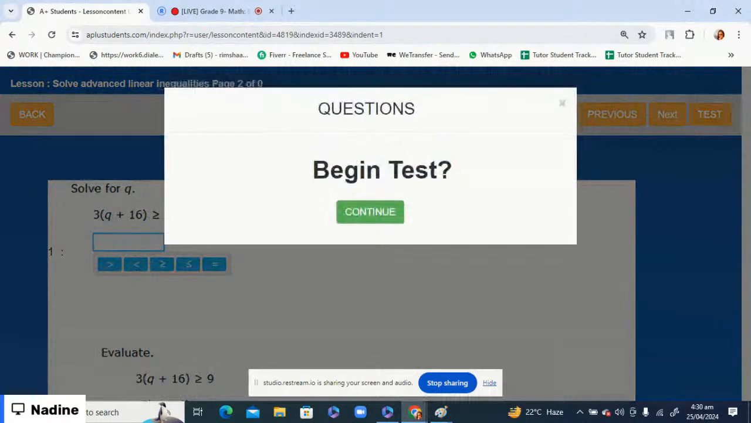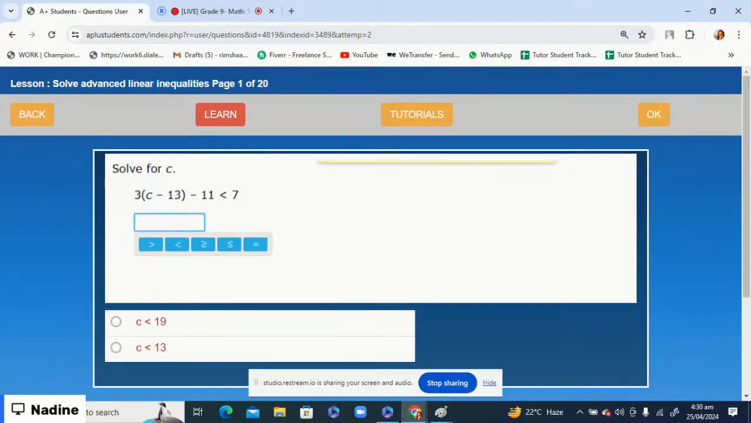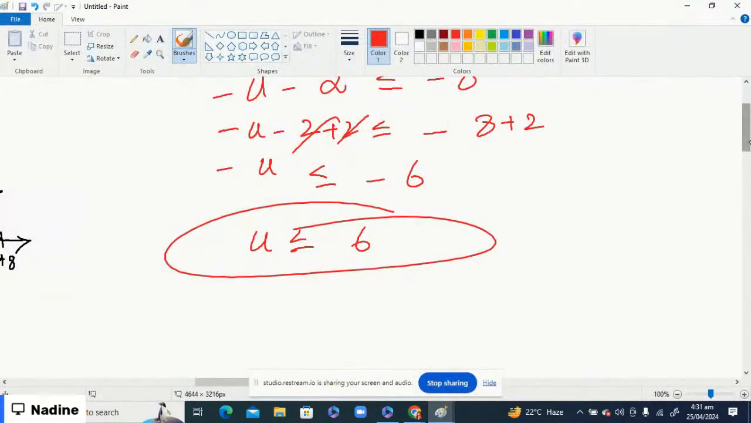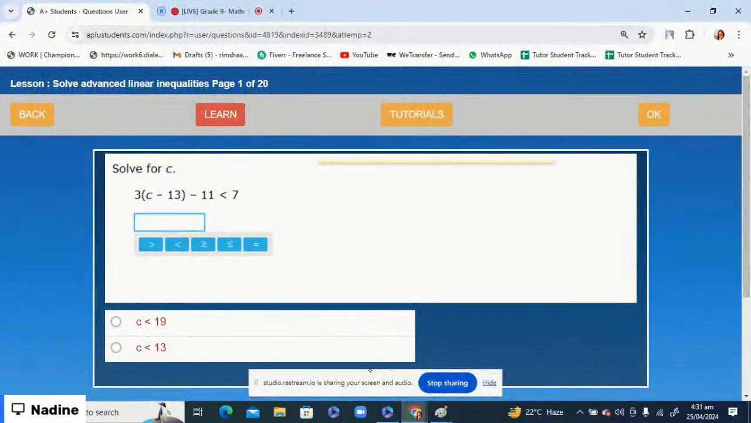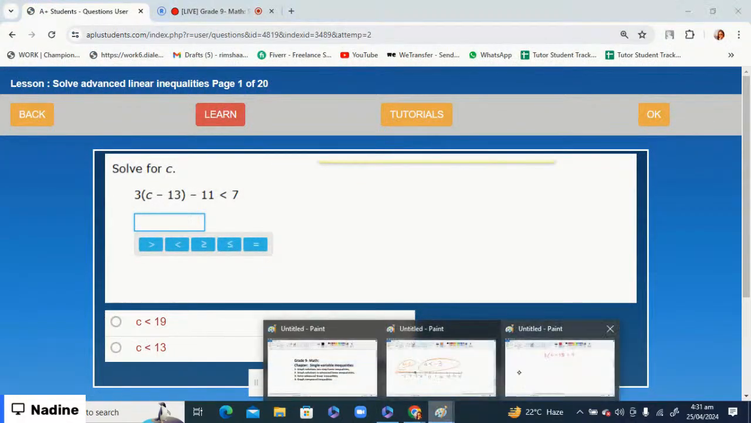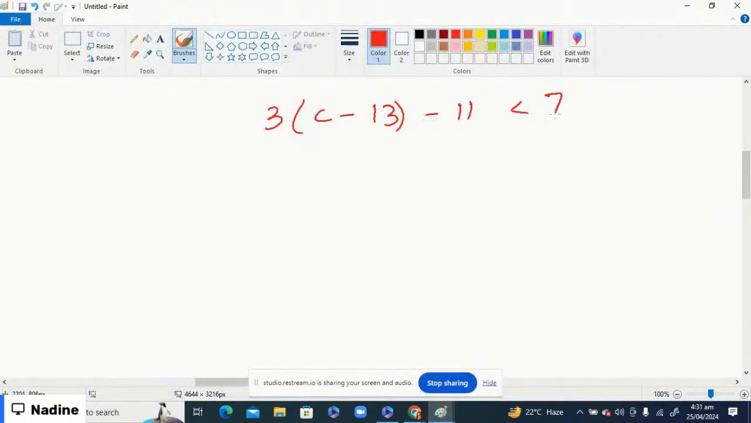Let's do the test questions. 3 into c minus 13 minus 11 less than 7. Now you guys solve this question and then tell me the solution. You have 2 minutes.